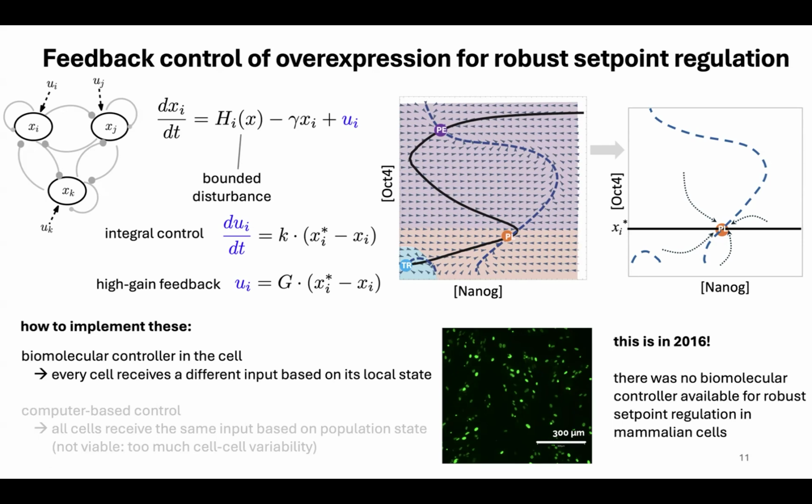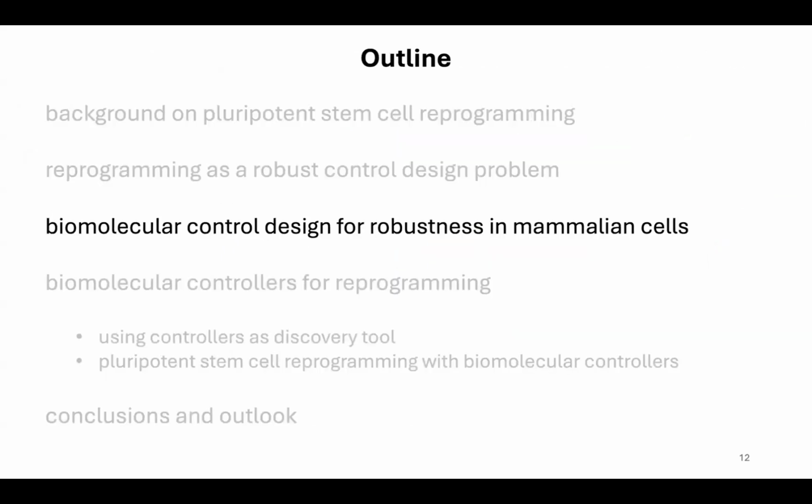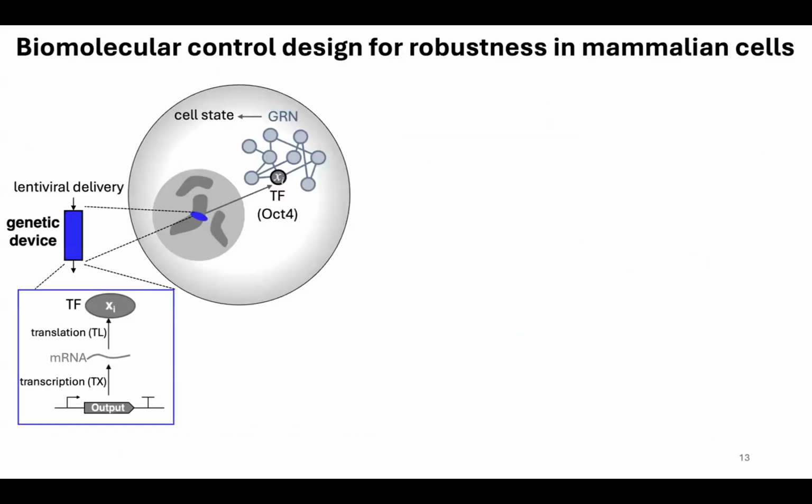Now, this is the stage at which we were in 2016. There was no biomolecular controller available at the time for robust set point regulation in mammalian cells. So this led to a major undertaking that went into the design of biomolecular controllers inside the cells for robustness, specifically for mammalian cells. So what's the approach here?